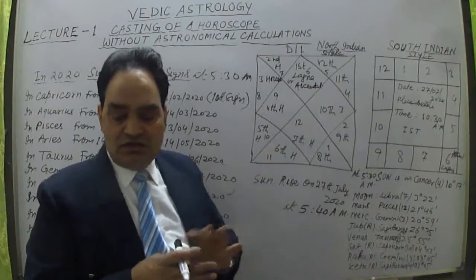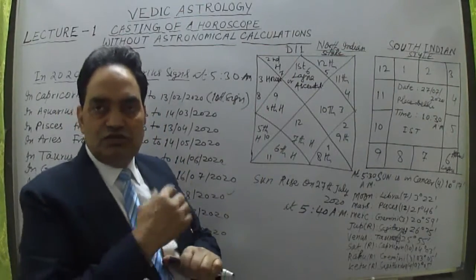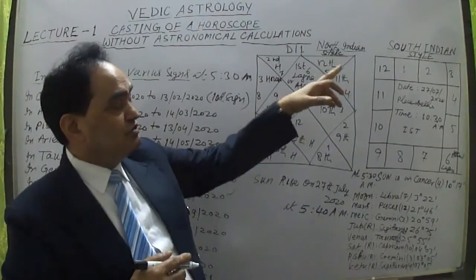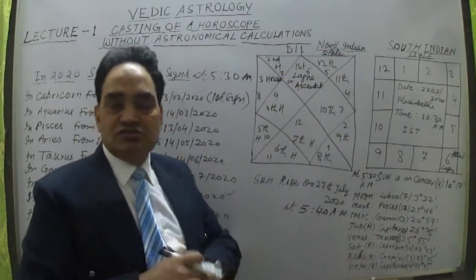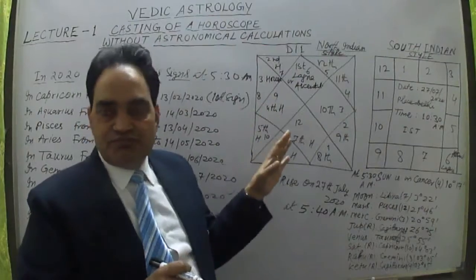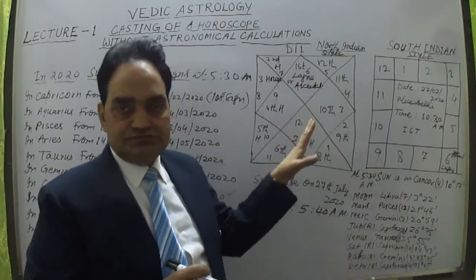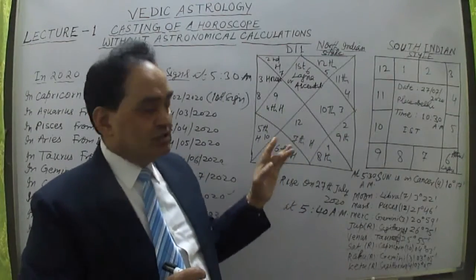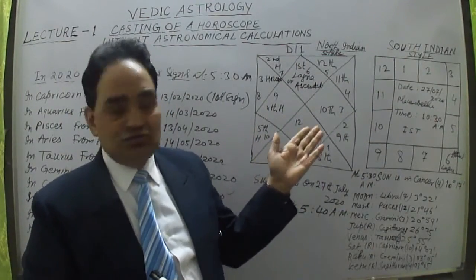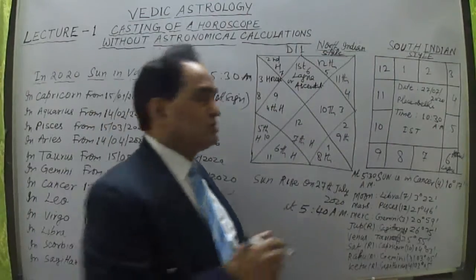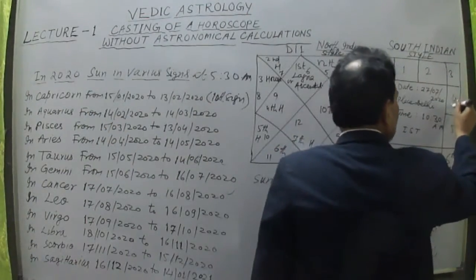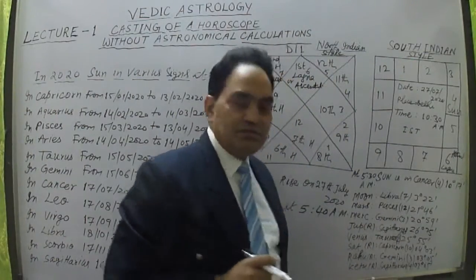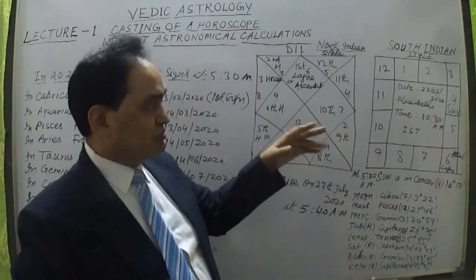Let me write some differences between North Indian style and South Indian style. I've written South Indian style here, and this is North Indian style. In South Indian style, signs are fixed: 1, 2, 3, 4, 5. Now, suppose Sun is in Cancer sign. Sun will remain in Cancer sign for this one month. Now, what is the position of other planets on that 27th of July?